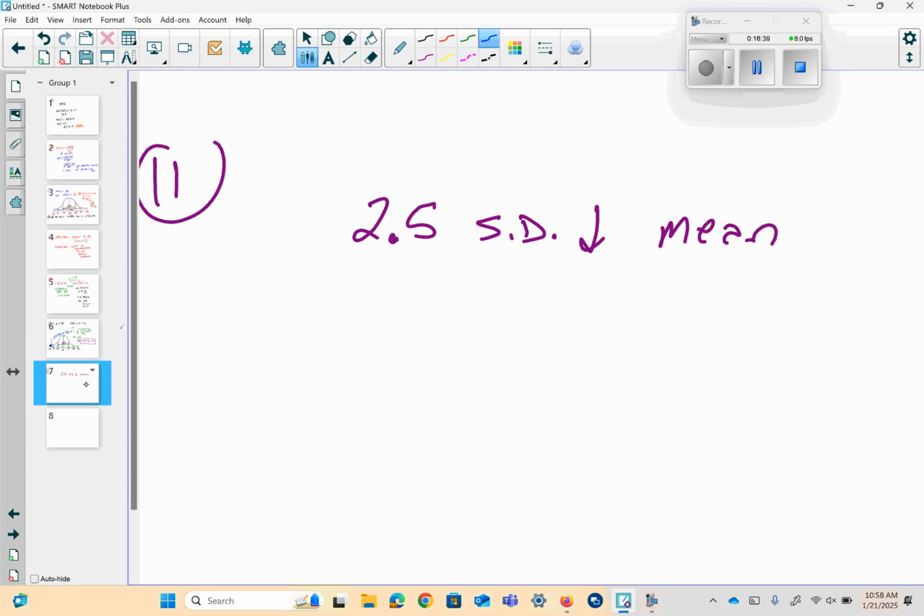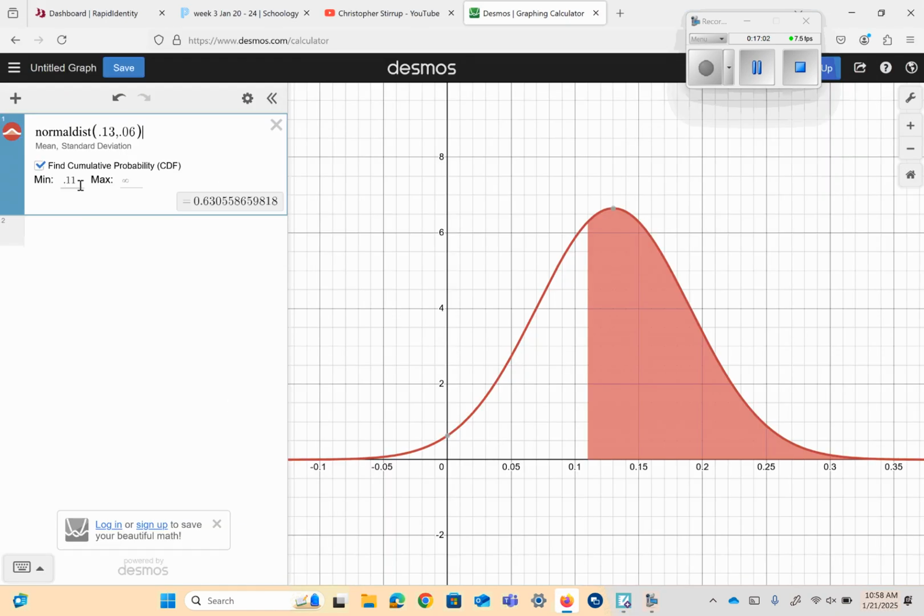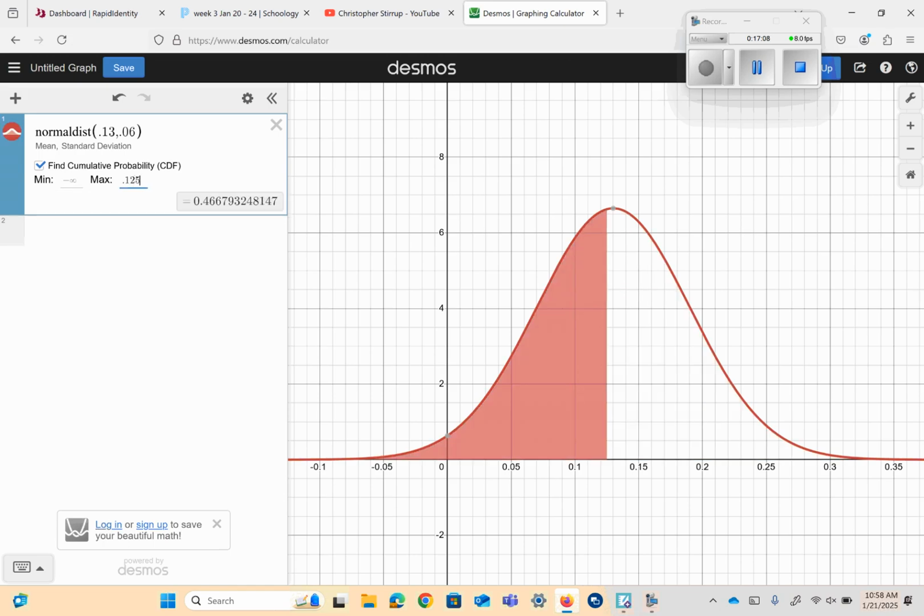All right. So because this is a standard deviation, if you take the standard error, which is 0.06, and multiply that by 2.5, that's going to come out to 0.125. So I can take that 0.125 and plug it into Desmos as the lower bound. I'm going to get rid of this. We want below this, so that's going to be negative infinity, 0.125.